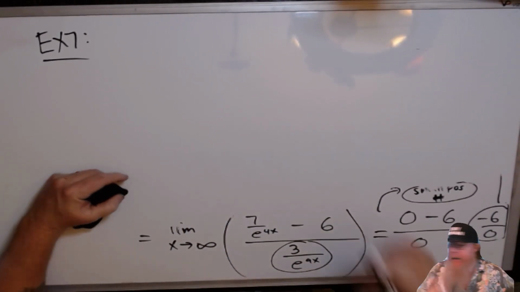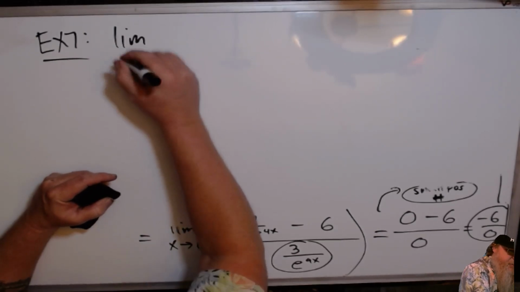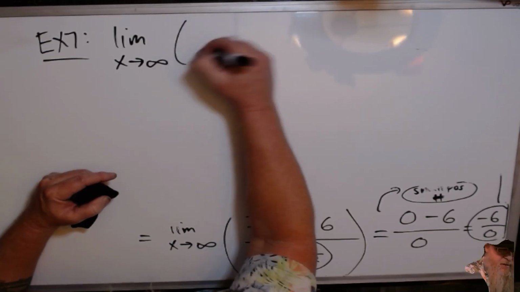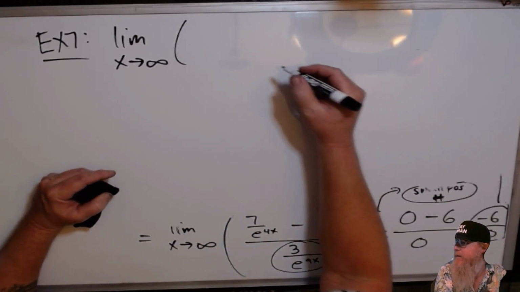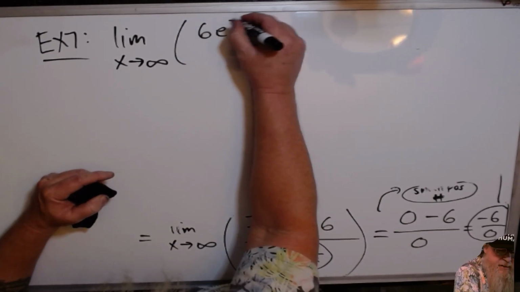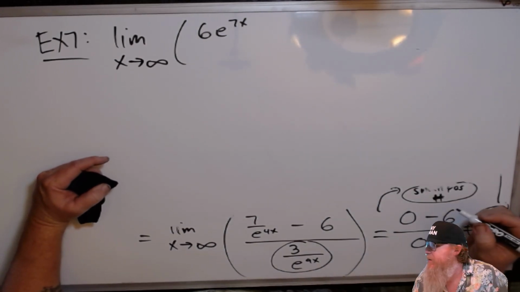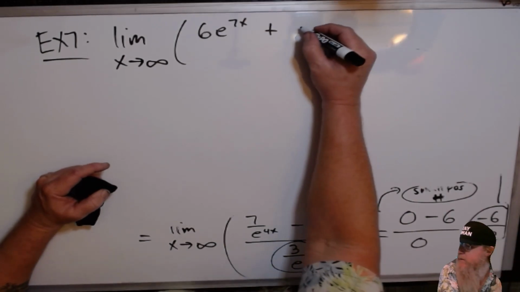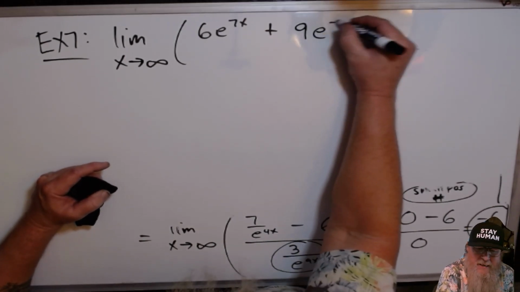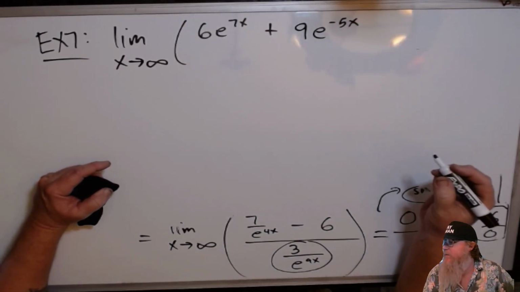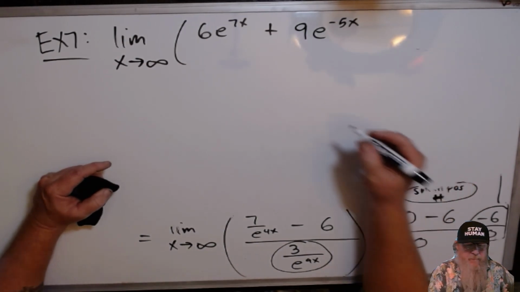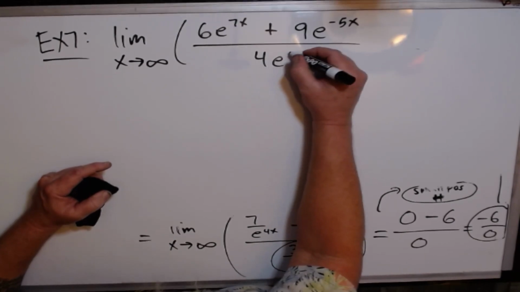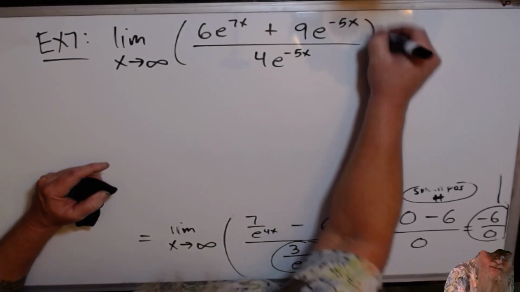All right, let's do the limit as x goes to infinity of 6e to the 7x plus 9e to the -5x over 4e to the -5x.